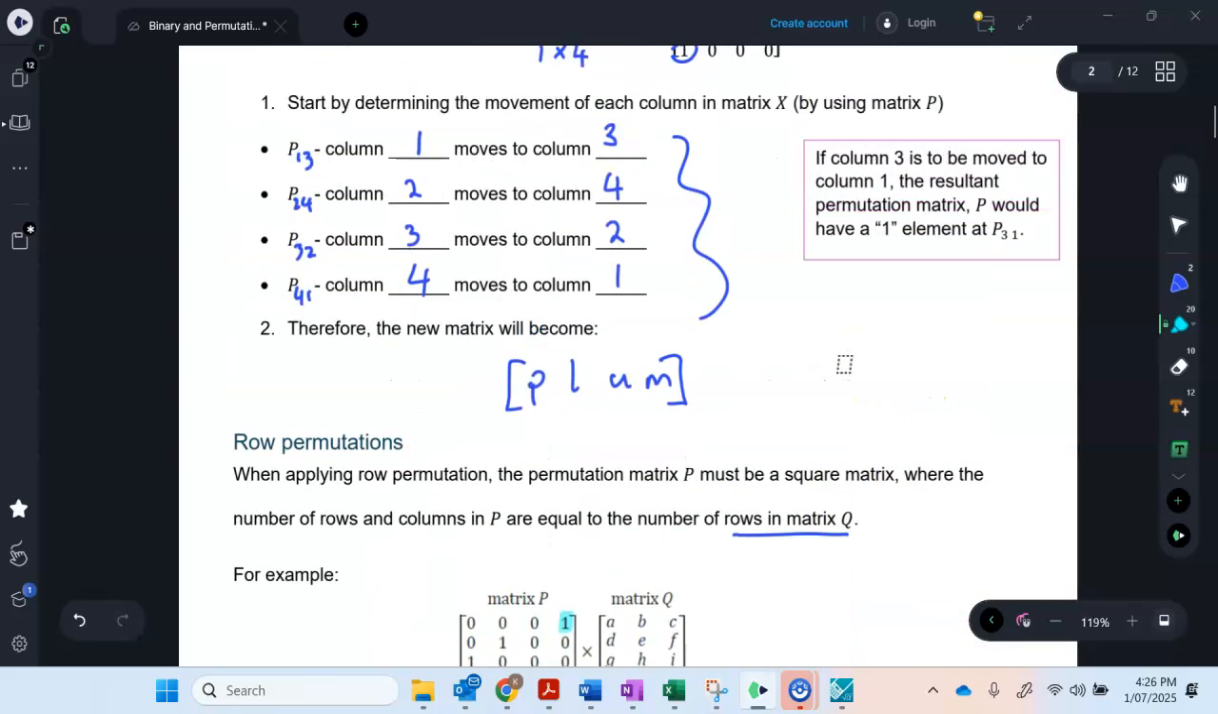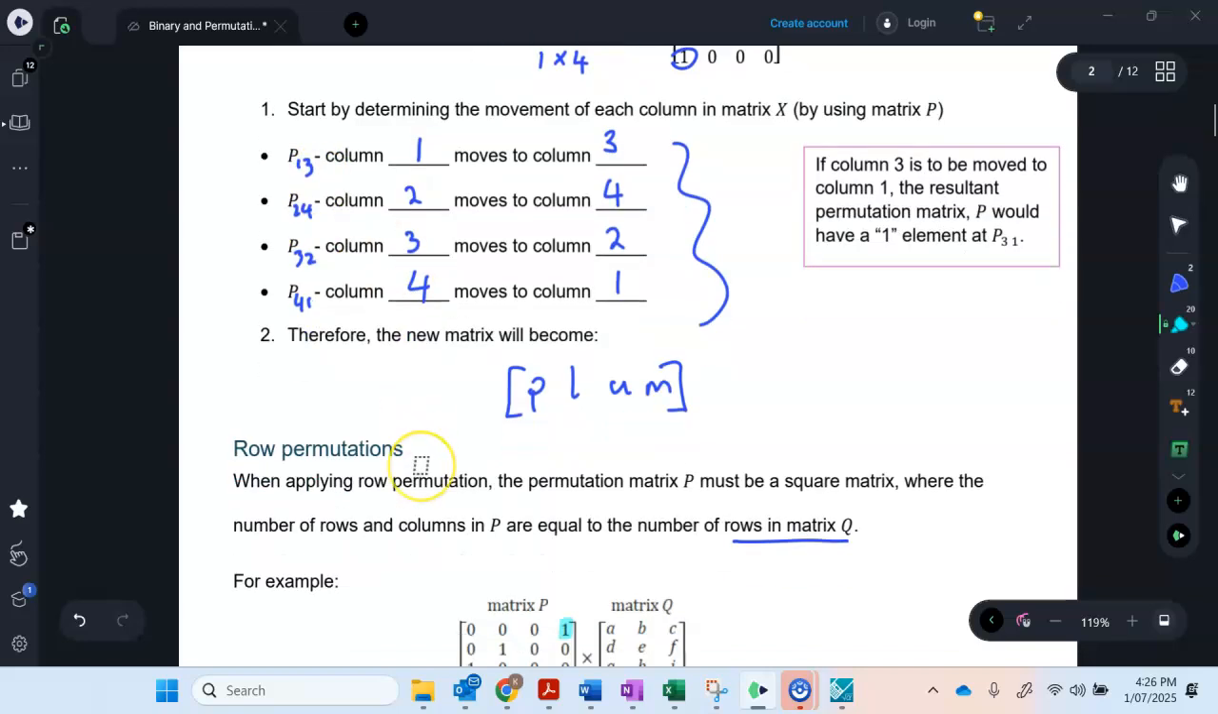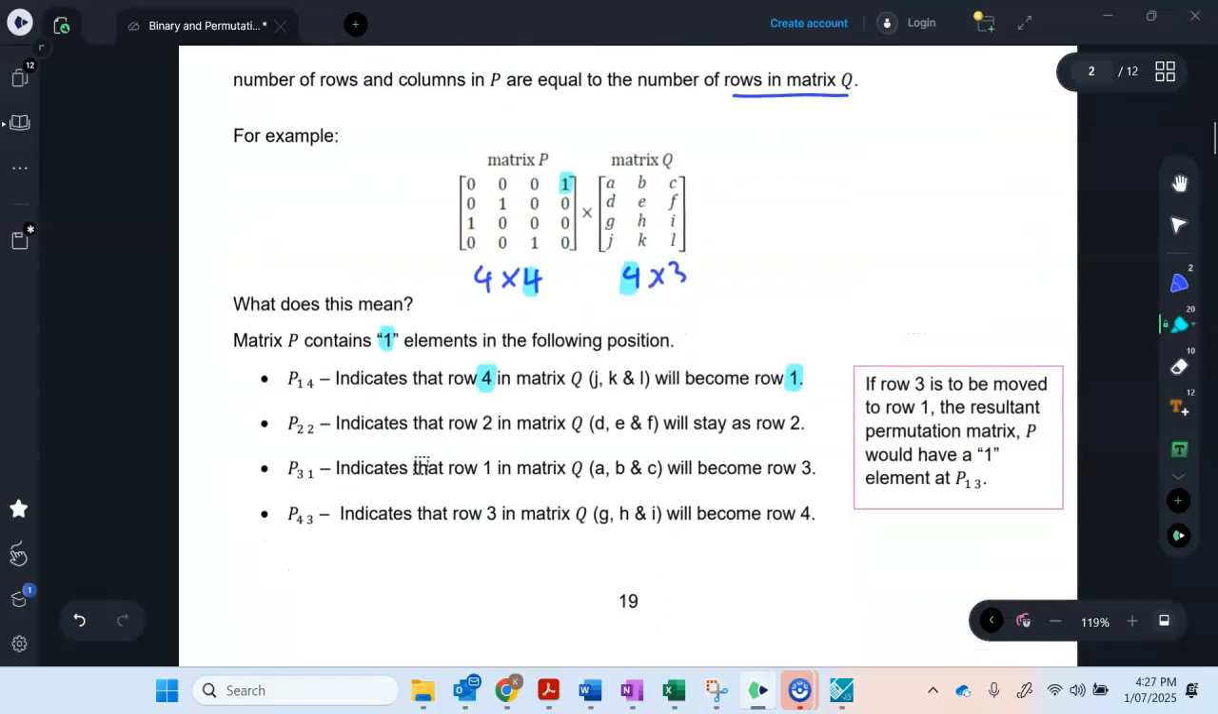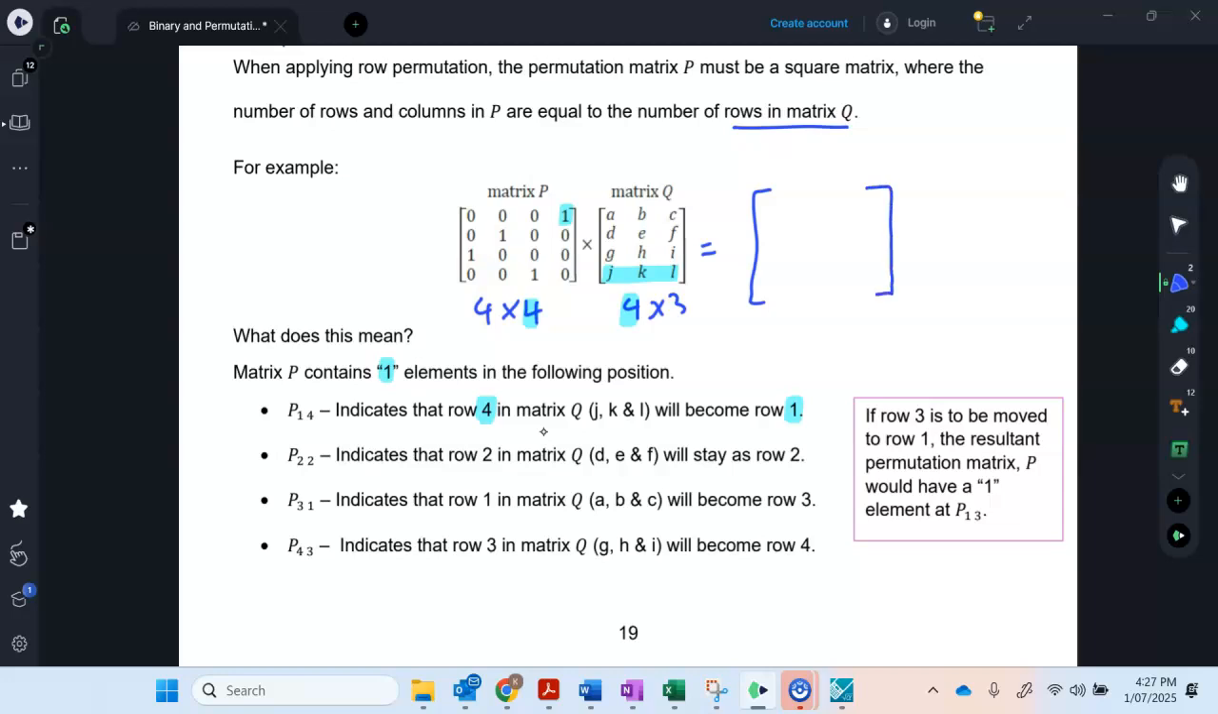So here we read it as column 1 went to column 3. Now we're just going to do the opposite. Row 4 goes to row 1. So in row 4 we have JKL. Let me just put the answer in here. So JKL was in row 4, now it's in row 1. So JKL.